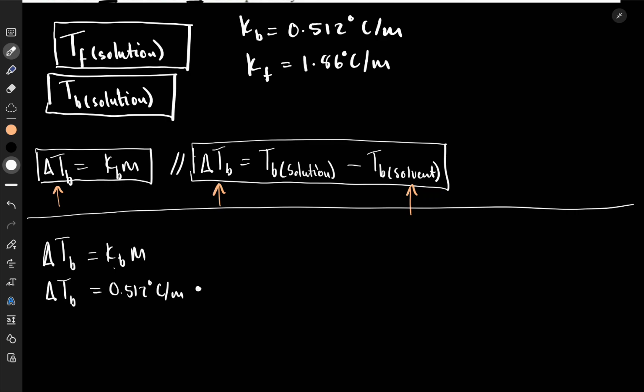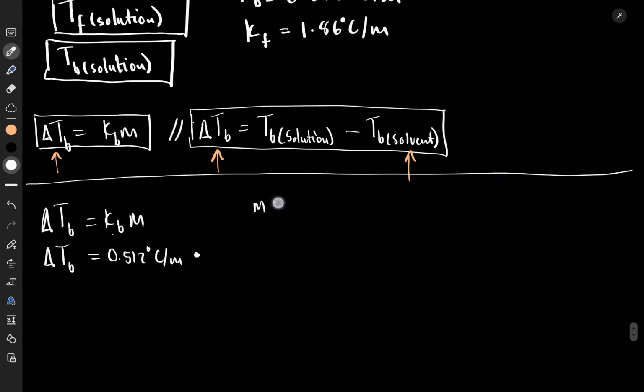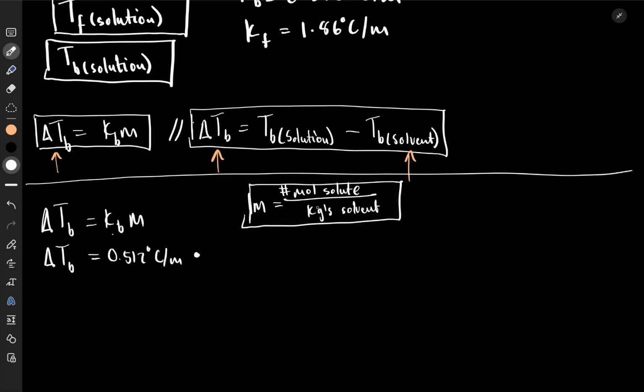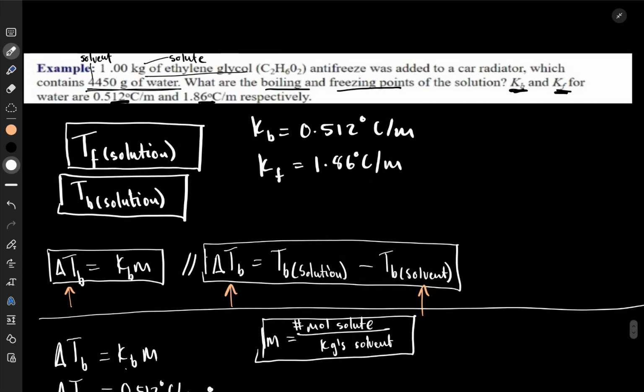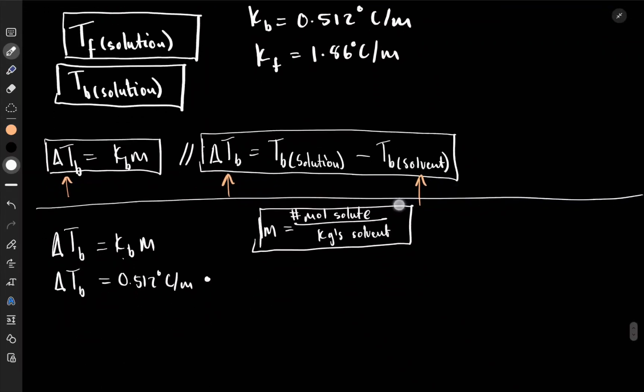So what we want to do is get the molality. Molality is a concentration, right? And we know how to get it. Molality, small m, is going to be the number of moles of the solute over the kgs of the solvent, right? So we should be able to get this number of moles of solute over kgs of solvent. We have the kgs of solvent, 4,450 grams of water. We can convert it to kgs.